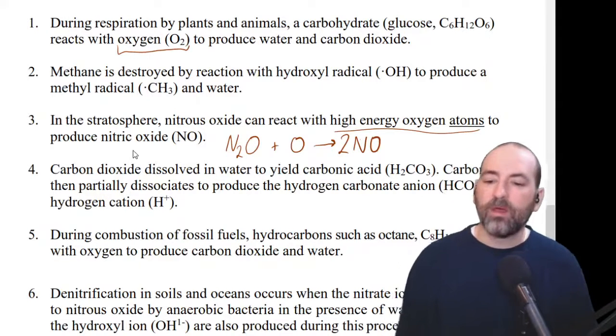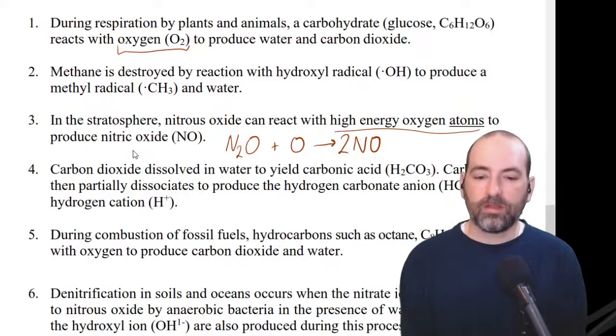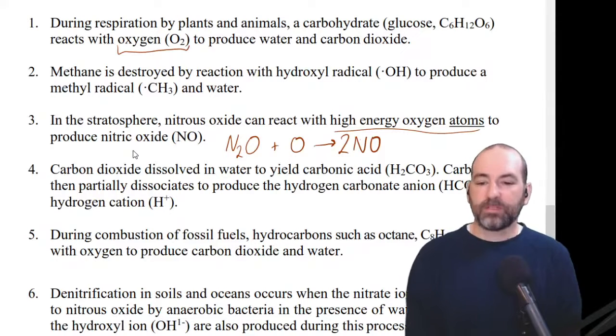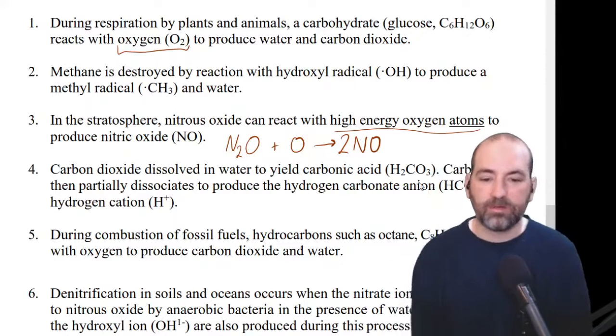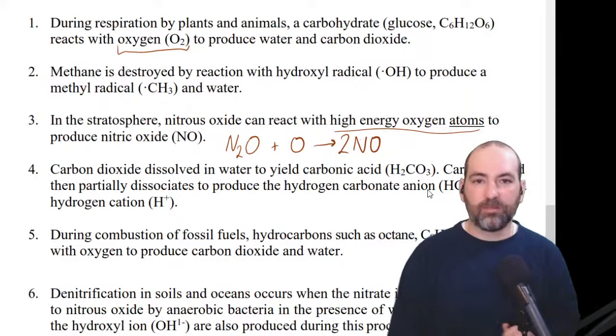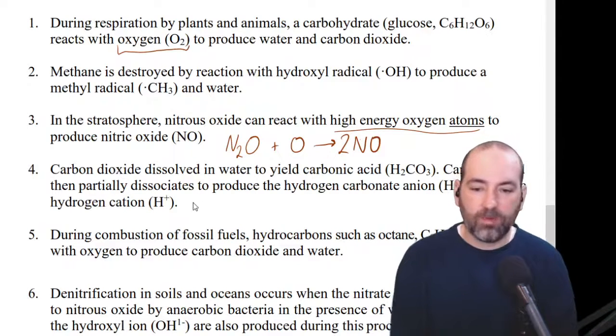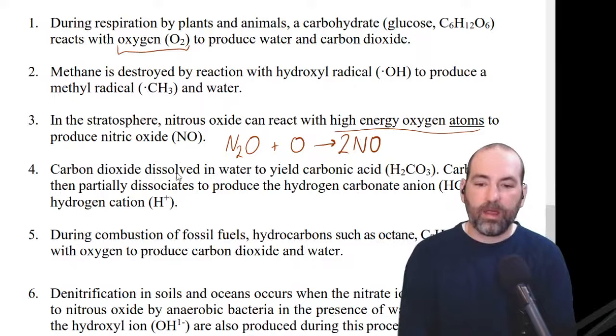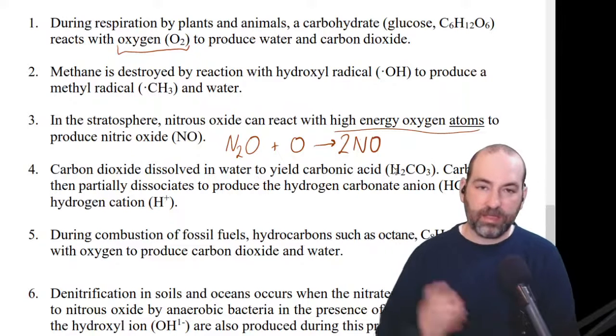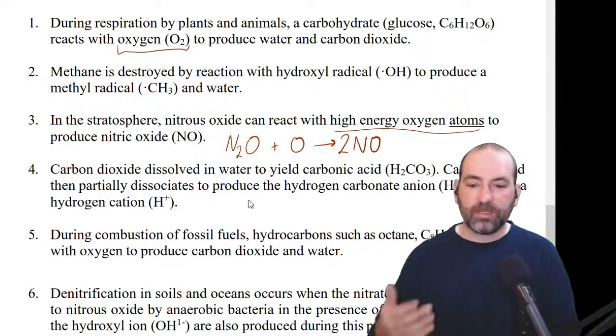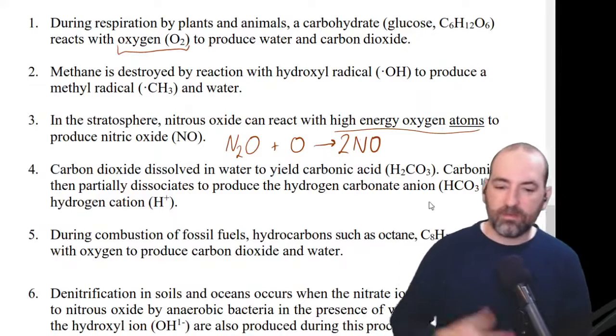Number 4, carbon dioxide dissolved in water to yield carbonic acid. Carbonic acid partially dissociates to produce hydrogen carbonate and hydrogen. This is also known as bicarbonate, like in the sodium bicarbonate that you used to clean up the water. So for this one, we actually have 2 reactions. Carbon dioxide dissolves in water to yield carbonic acid.